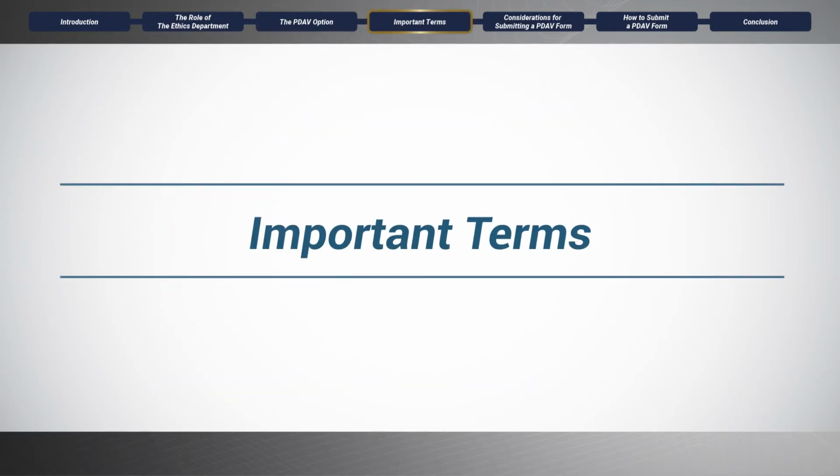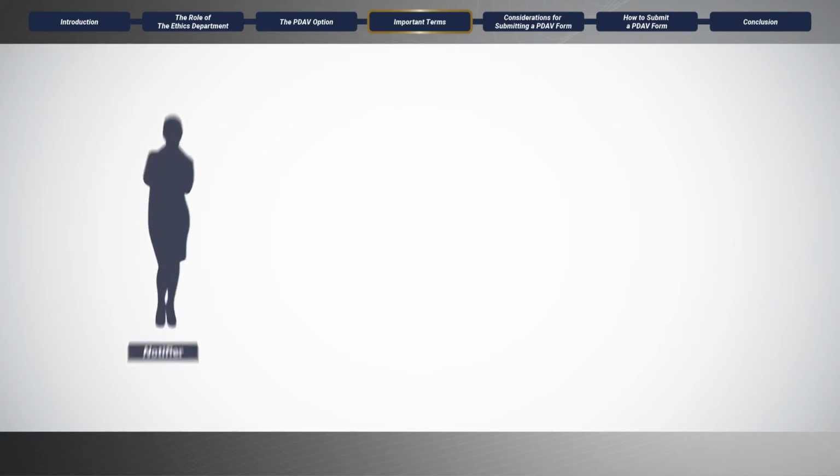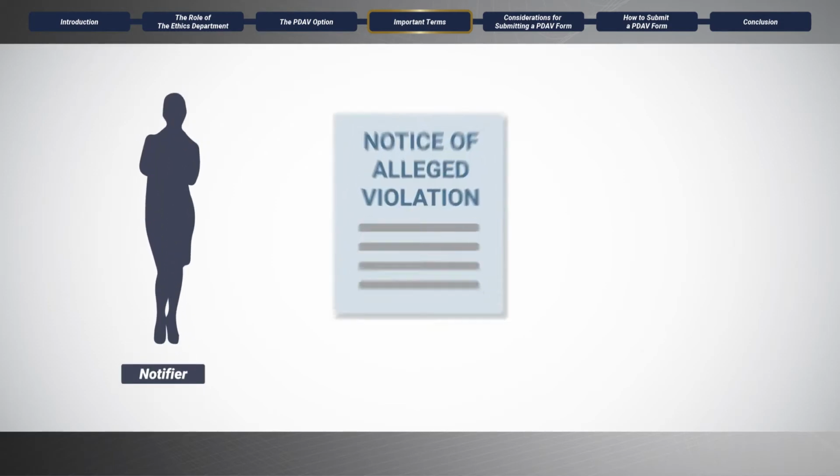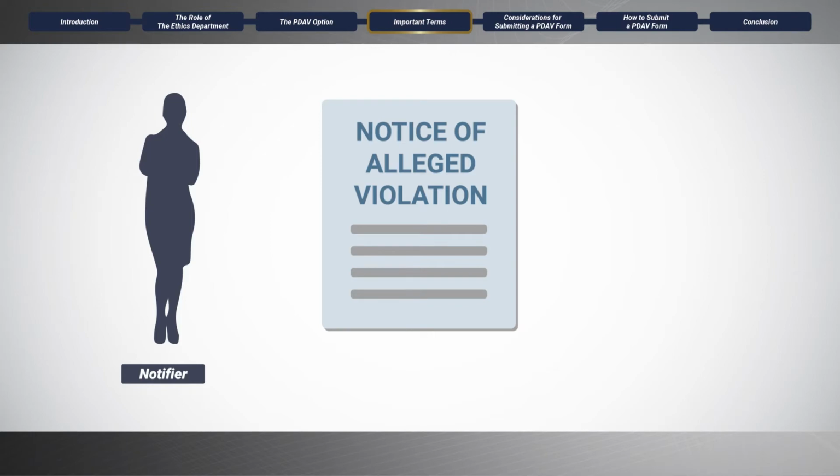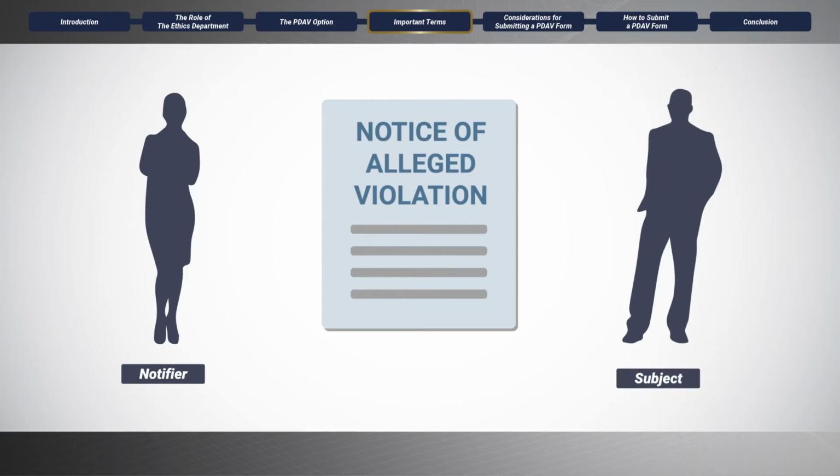Important terms. Before we go any further, we should cover a few important terms that we'll reference throughout the video. The notifier is the individual who submits a notice of alleged violation out of concern that an ethics violation has occurred. This person could be a certificant, caregiver, or anyone with knowledge about the possible misconduct. The subject is the individual against whom a notice of alleged violation is submitted. This person could be an RBT, BCaBA, or BCBA applicant or certificant.